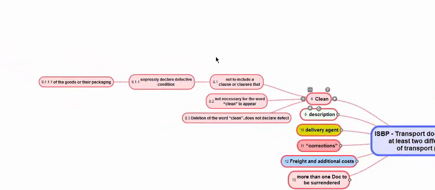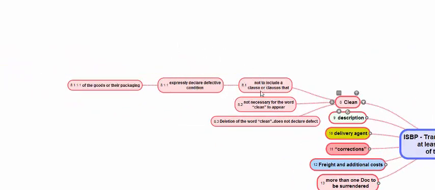What is clean? Clean means the transport document should not have a clause which says anything about the goods or package being defective. Express declaration of defective condition. This is the operative part of the clause. So what is a defective condition?